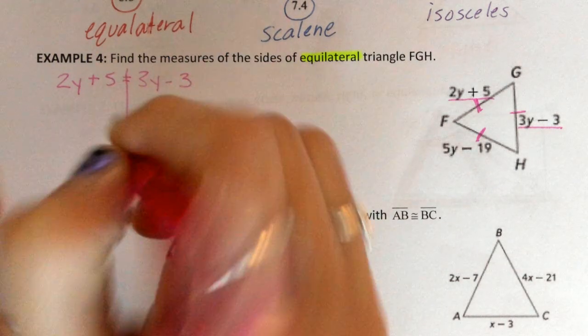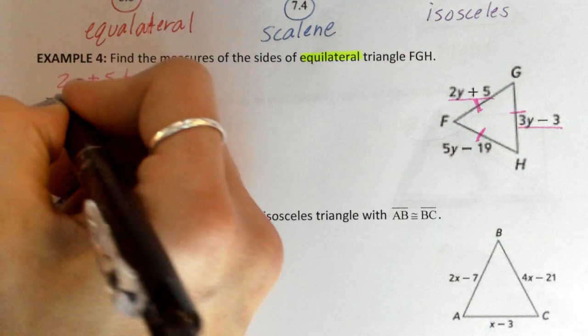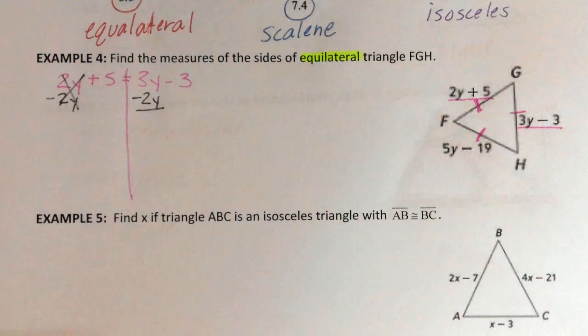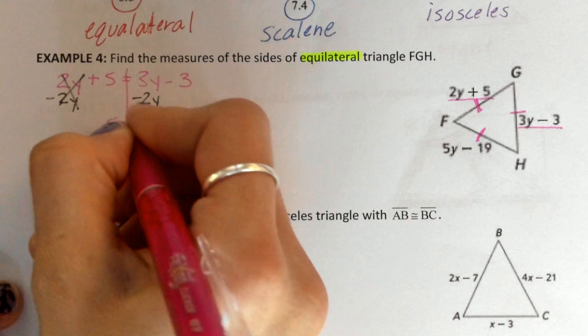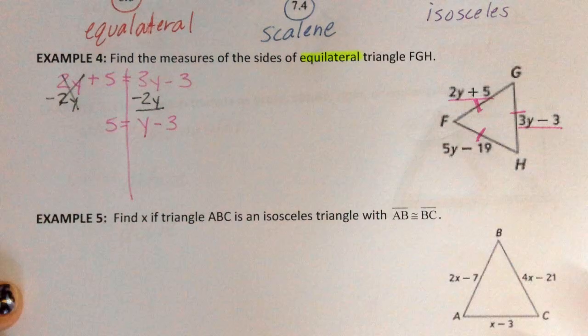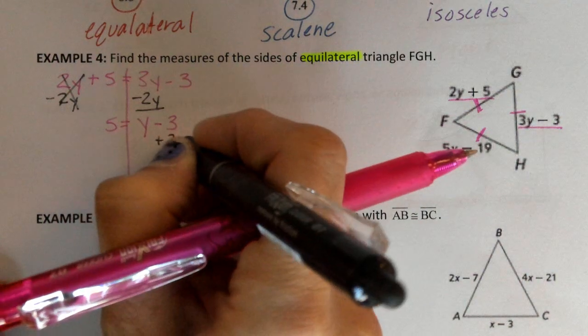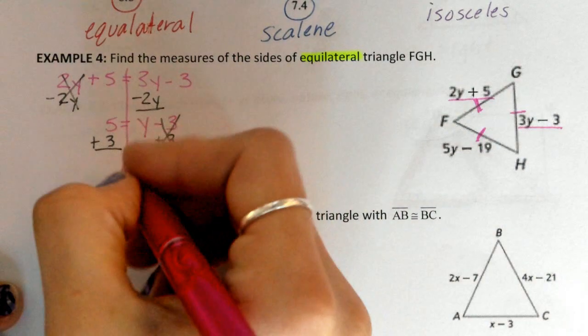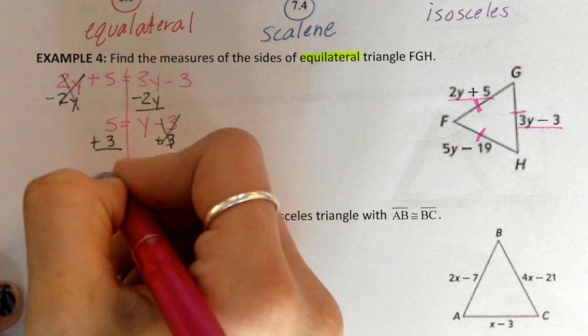So we're going to go ahead and solve for this. I'm going to move my variable with the smaller coefficient over. So I'm going to get 5 equals 3y minus 2y, which is only going to give me one single y left, bringing down my minus 3. Add 3 to both sides. The right side cancels. All I have is y equals 8.